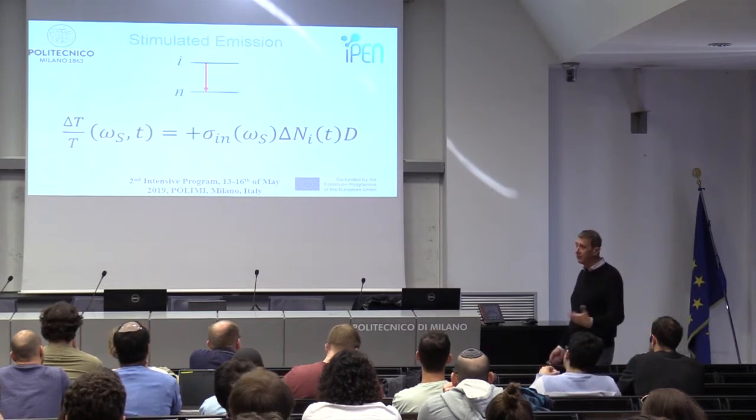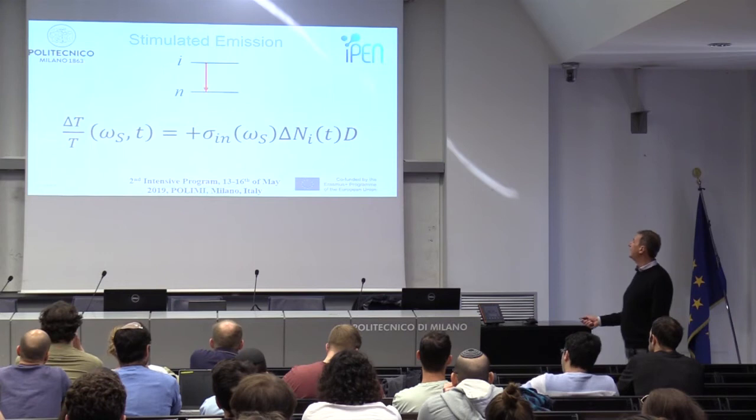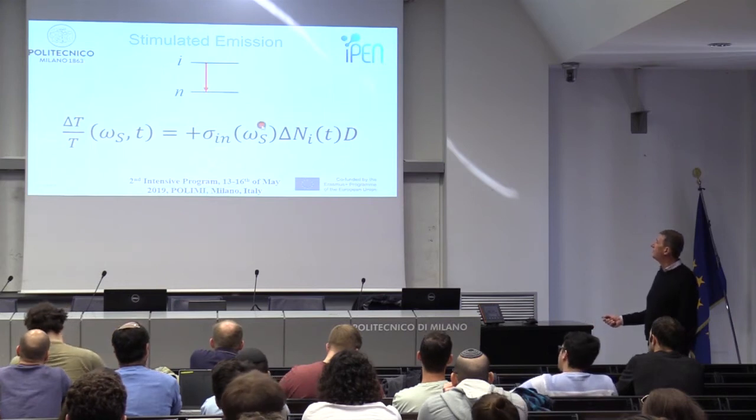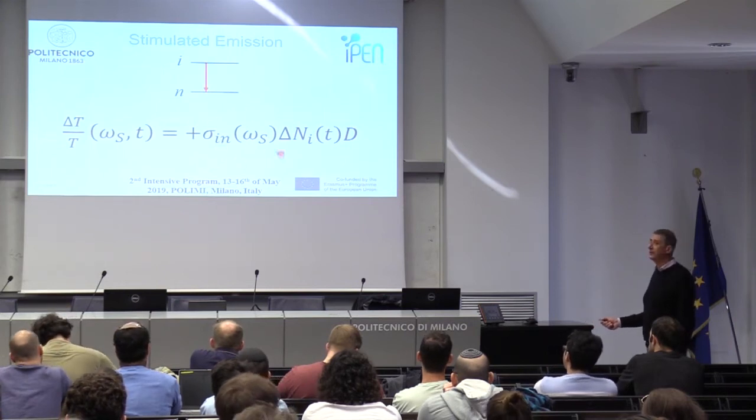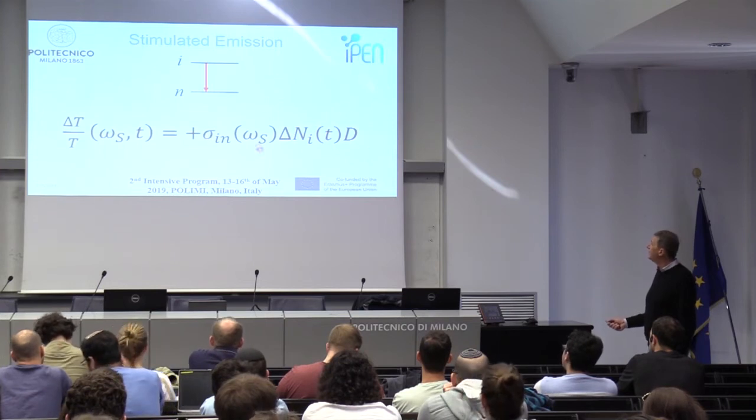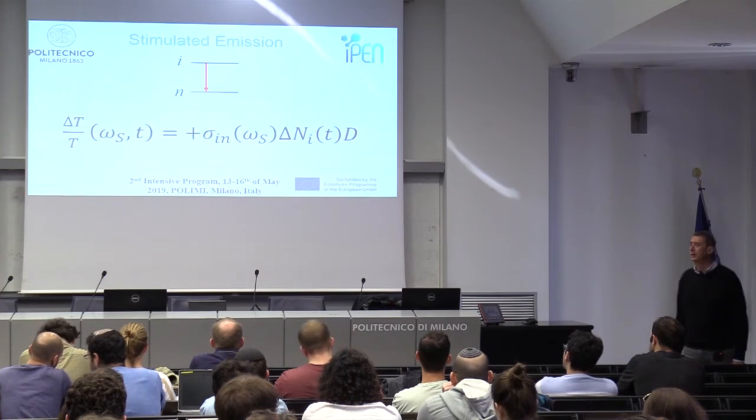Stimulated emission is positive, opposite, and again this is a number, or if you want, a spectrum, so it's a spectral shape multiplied by a kinetics, which is a population. That gives you the stimulated emission in your sample.